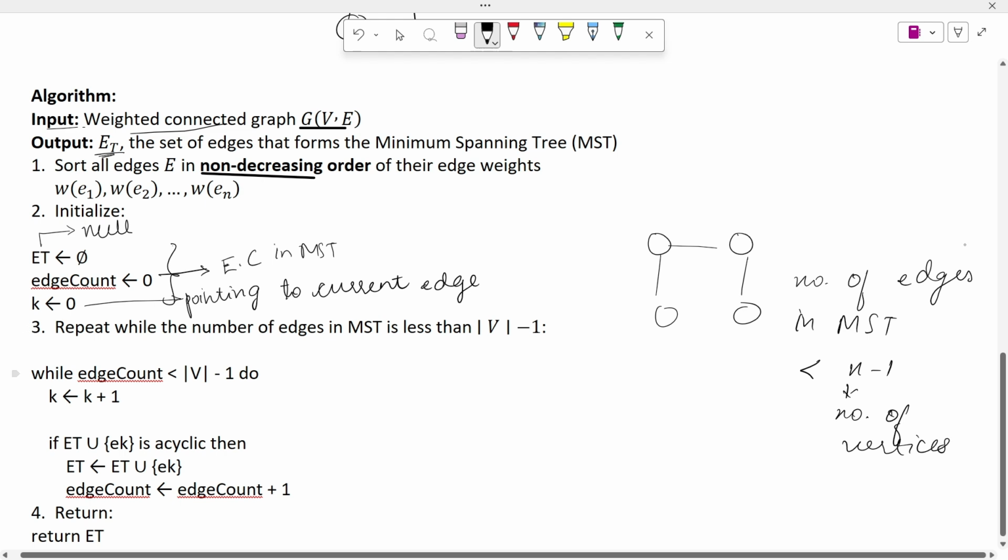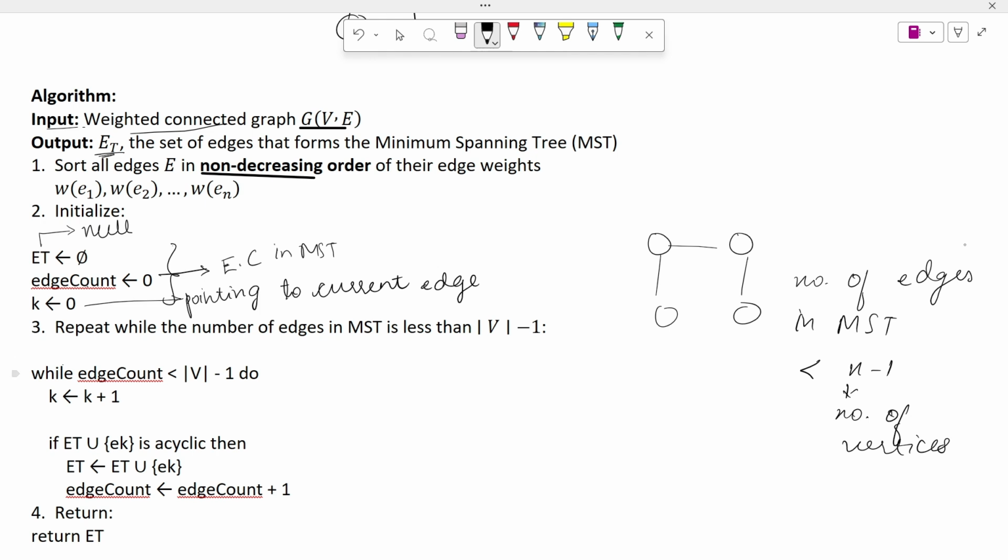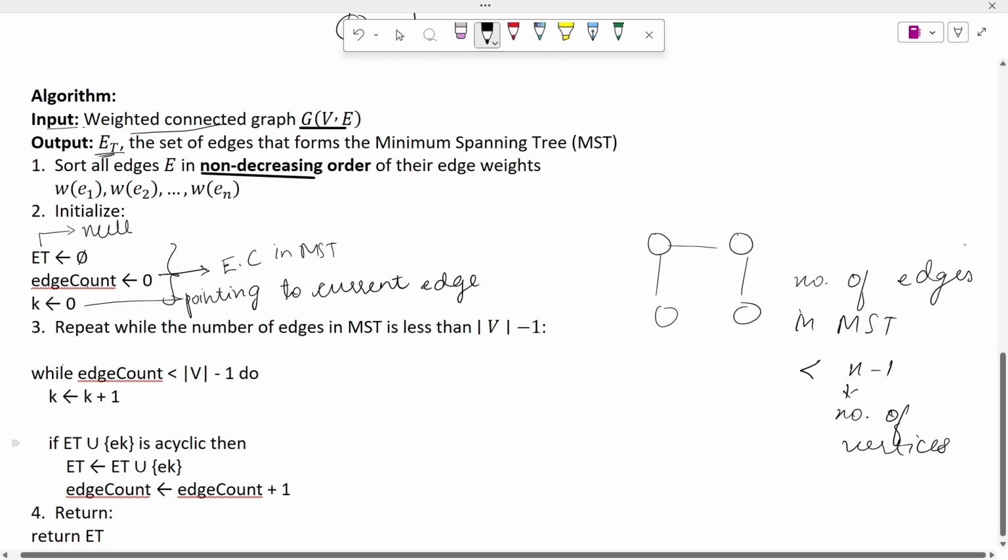So that we have written here using the while loop, that is, while edge count is less than number of vertices minus 1, we will be incrementing the k, which is pointing to the current edge. So we'll go to each edge one by one, where this points to the current edge. That k value, the index, is used here.